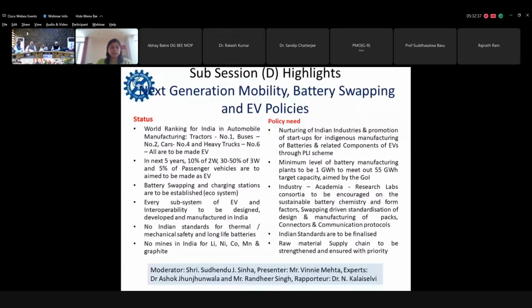And the last point was that the Indian standards need to be finalized, and this actually requires a good amount of work on our standards, which are in tune with the global best practices in what would be policies and all in this particular matter. And the raw material supply chain has to be strengthened, so that we are not affected eventually by disruptions in the supply chain, logistics, and so on and so forth.